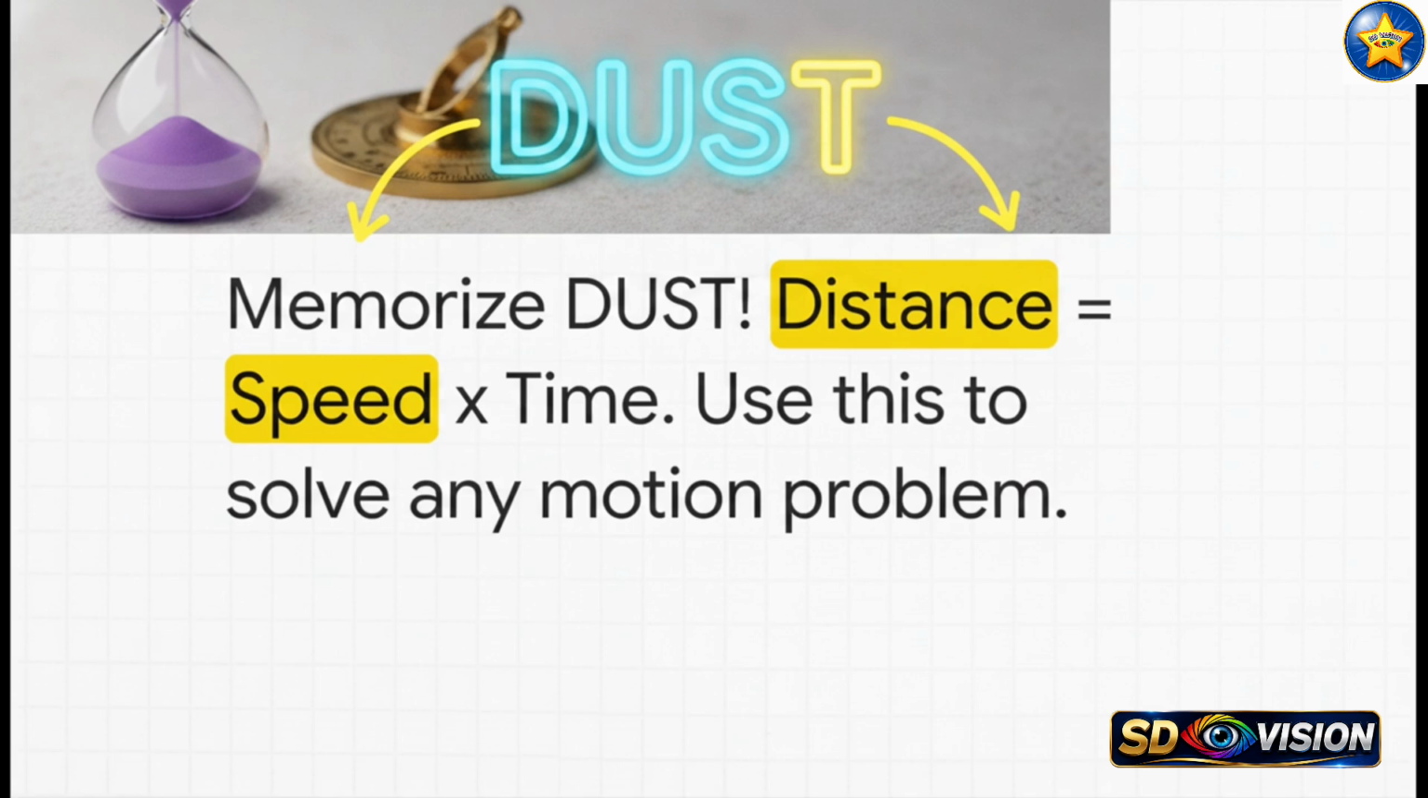D stands for distance, U is the equal sign, S is speed, and T is time. So D equals S times T. Distance equals speed multiplied by time. If you need to find speed, just rearrange it. Speed equals distance divided by time. Stick the word DUST in your brain and you're golden.